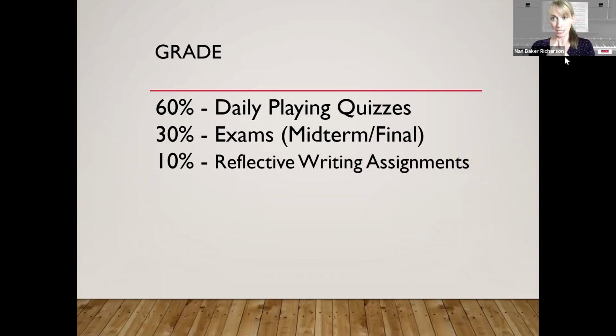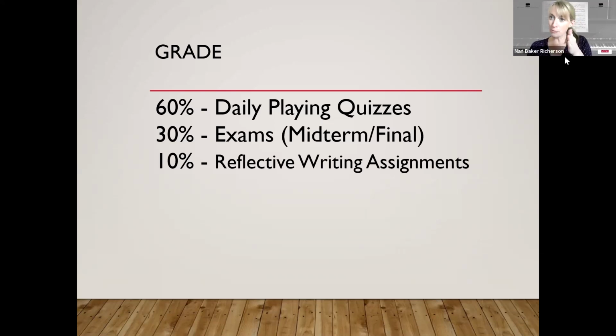Sometimes those are harmonization exercises. Sometimes they are technical exercises. It might be a short 8-measure reading where they're just transposing it up or down a step. It could be a repertoire piece where we're focusing on dynamics. So daily playing quizzes, those can be anything that kind of relate back to that general list of goals and objectives that I have for the course.